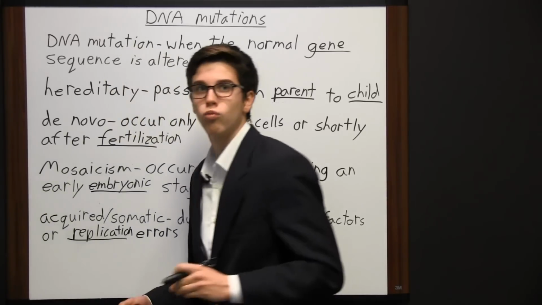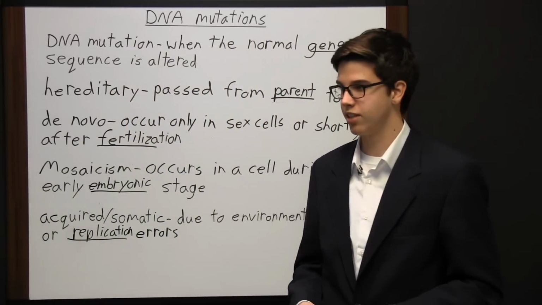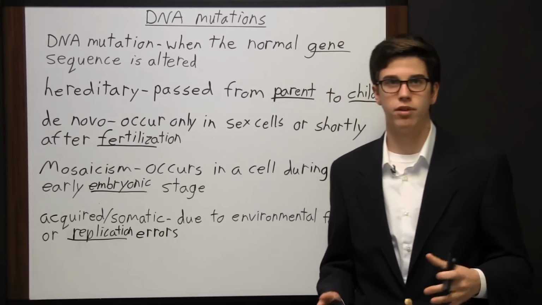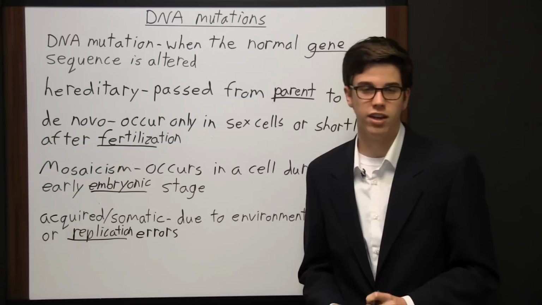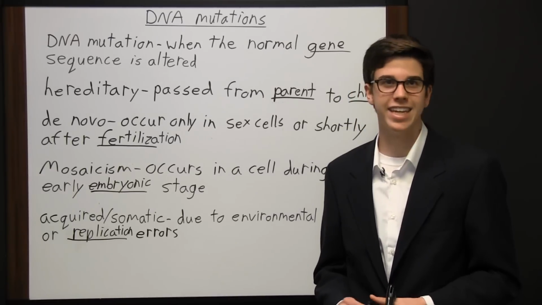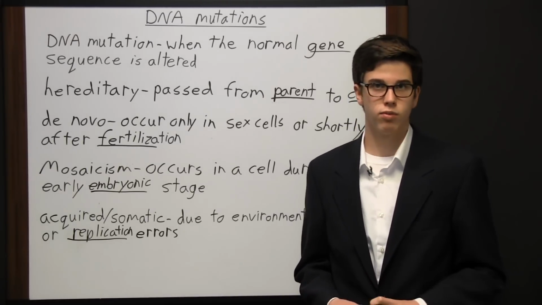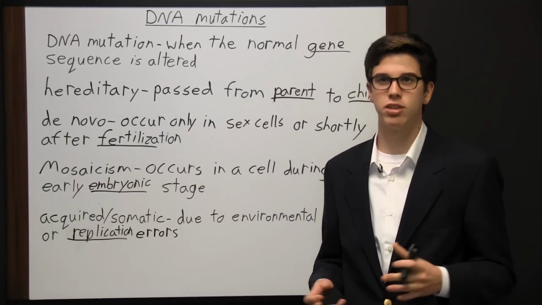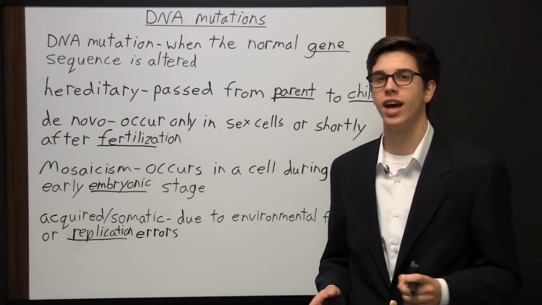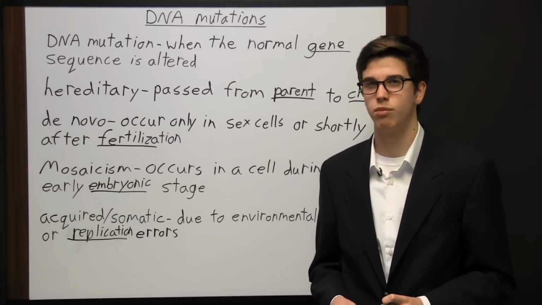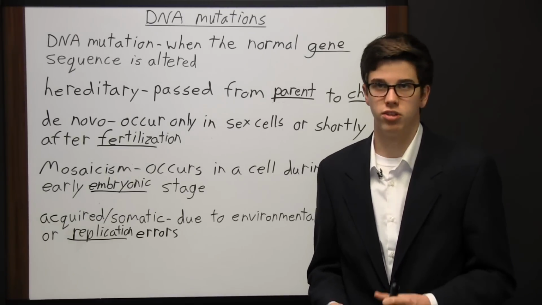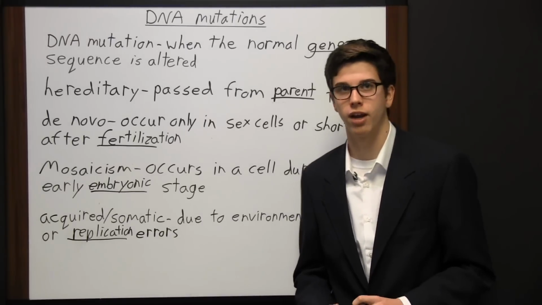Now, when I talk about replication errors, this means maybe an error that happened due to an incorrect base pairing. Or another way mutations can occur is if an error is made by the DNA polymerase while replicating a base. This happens about once for every 100 million bases. But a repair protein proofreads the code, and so the mistake is usually repaired.